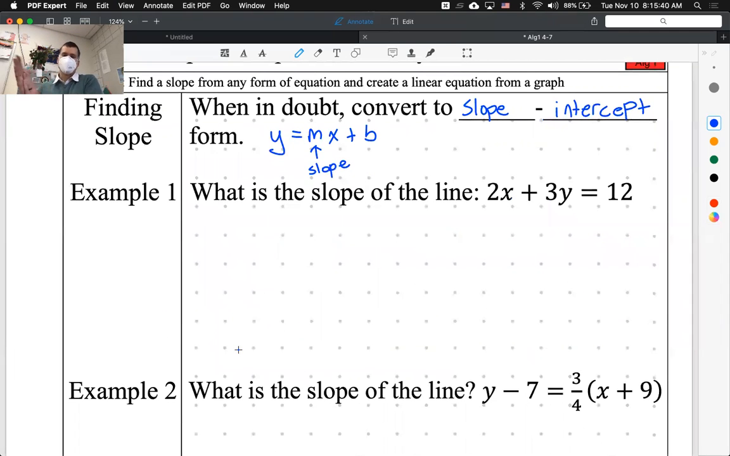All right, so let's try an example. Example number 1. What is the slope of that line? 2x plus 3y is equal to 12. It's given in standard form, that form that we were just doing last night. I need to find slope. So if you already got it, that's awesome. I'm going to go through it step by step, converting this into slope intercept form for the rest of us.